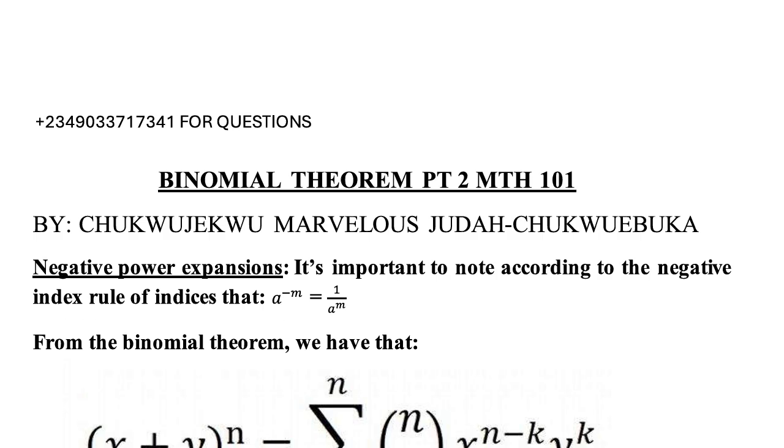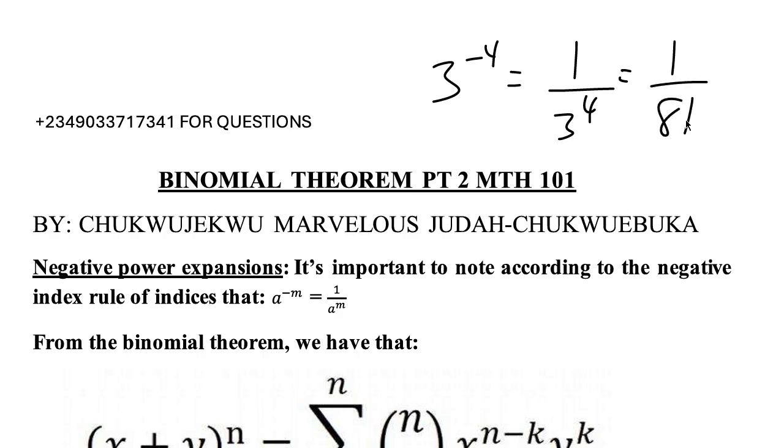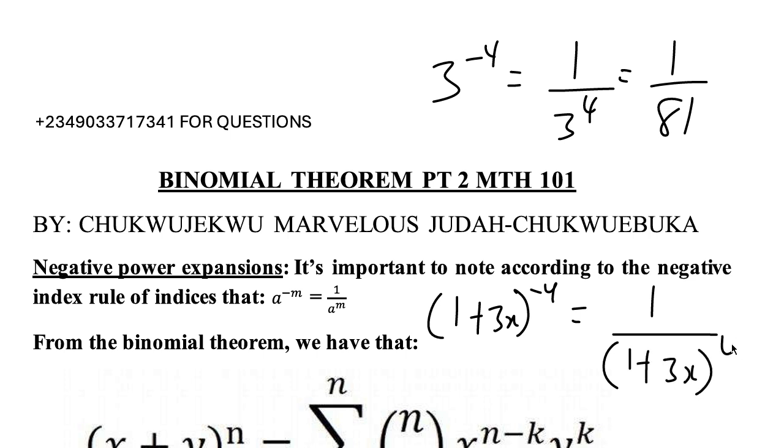So the first thing to know here is the negative power expansion, and it's important to note, according to the negative index rule of indices, that a to the power negative m is equal to 1 over a to the power m, right? So just in the case of 3 to the power negative 4, it's the same as 1 over 3 to the power 4, which is 1 over 81. Do you get? So in the case of a function, let's say we have 1 plus 3x to the power negative 4. We could rewrite it as 1 over 1 plus 3x to the power 4, that is without the negative power. So if you have a negative index, it's the same as 1 over that same stuff without the negative power.